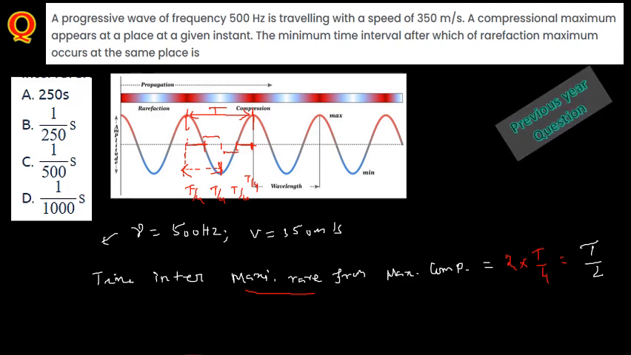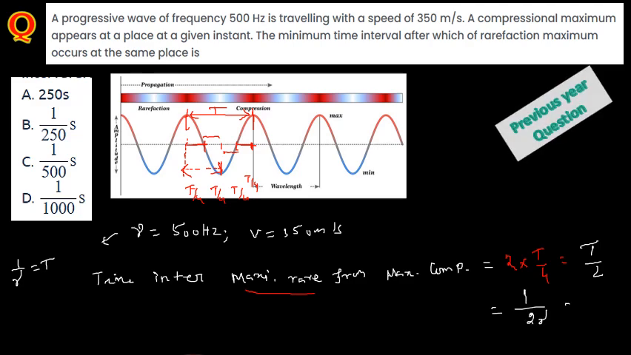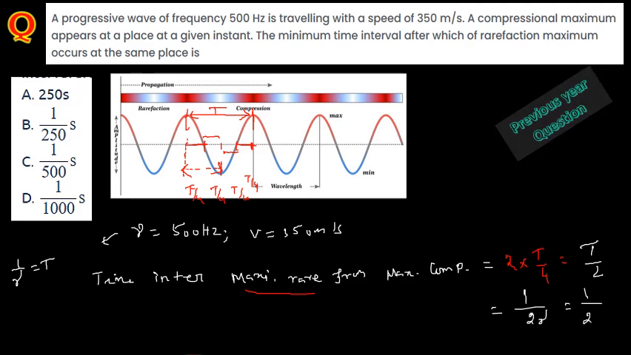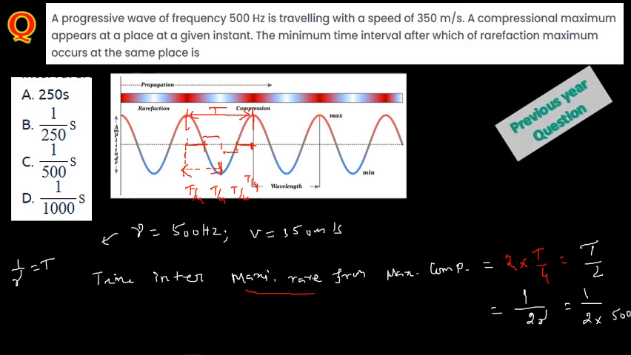According to this, the inverse of frequency is time. So T you can mention as 1 by 2 into nu. So 1 divided by 2 into nu, where the value they have given is 500 Hertz. So 1 divided by 1000 second is the time period from maximum compression to maximum rarefaction. So that is the answer in this case.